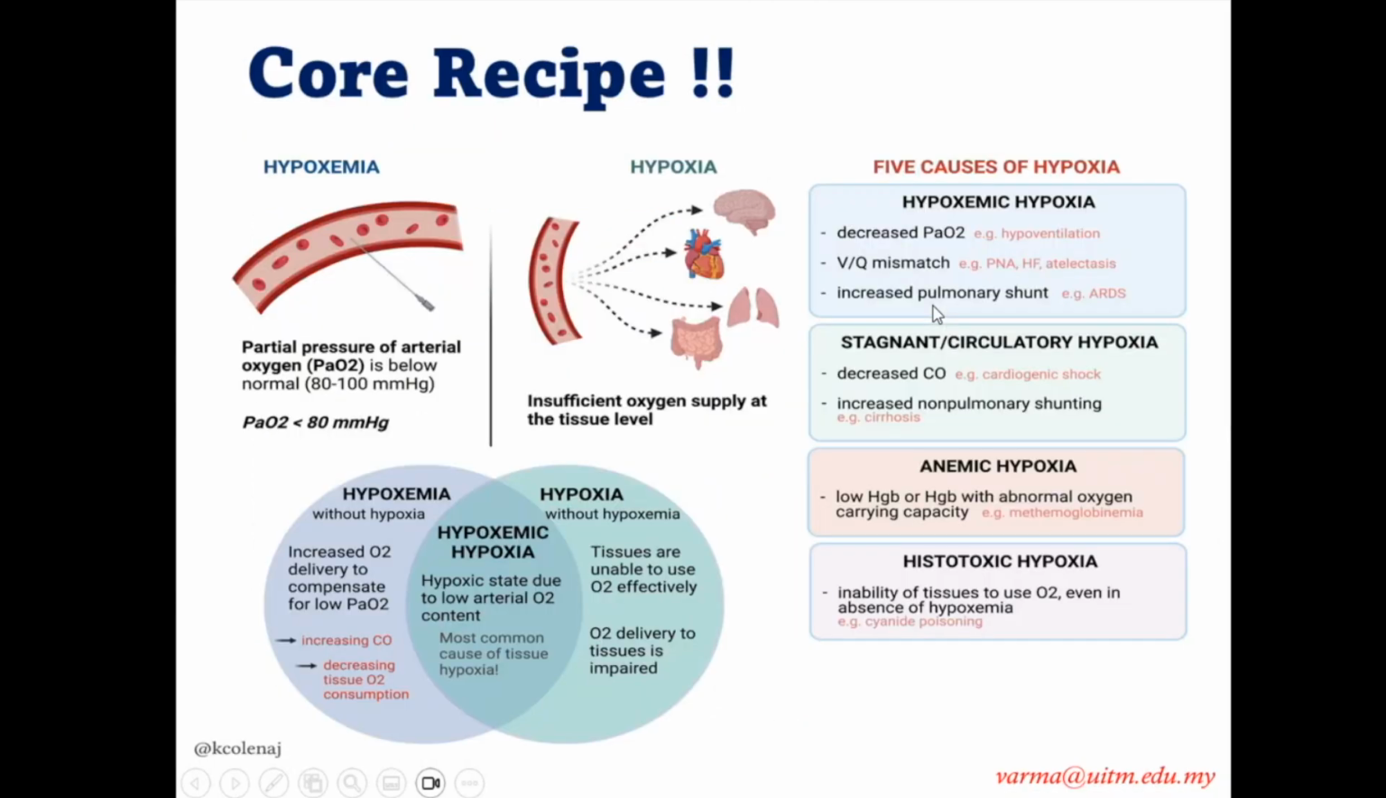So the core recipe today, as I mentioned, we're going to talk about hypoxia versus hypoxemia. One is the objective value of numbers. Another one would be the effect of the low oxygen, which is hypoxia. There are types of hypoxemia, which can be 5 causes. The main causes of hypoxemia are divided into 5, whereas hypoxia is classified into 4 different types: hypoxemic, stagnant or circulatory, anemic, and histotoxic or cytotoxic. So we'll go into this again later.